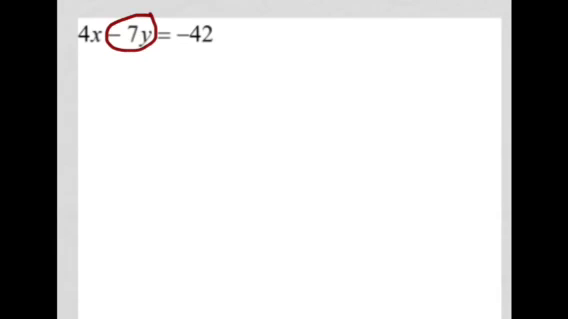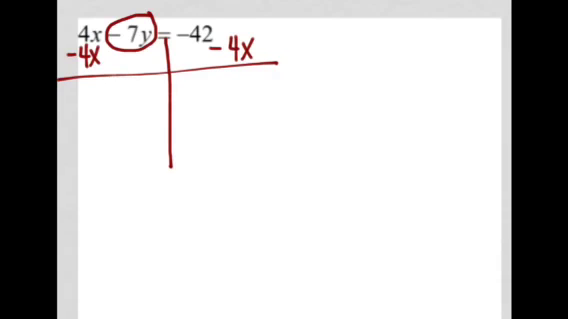Every single time I begin by circling what I'm solving for. It helps remind me what is going to add and subtract and what's going to multiply or divide. So my positive 4x, I'm going to subtract to get it to the other side. So I'm going to minus 4x. Minus 4x. Once I do that, I have negative 7y left. And on this side, negative 42 minus 4x.